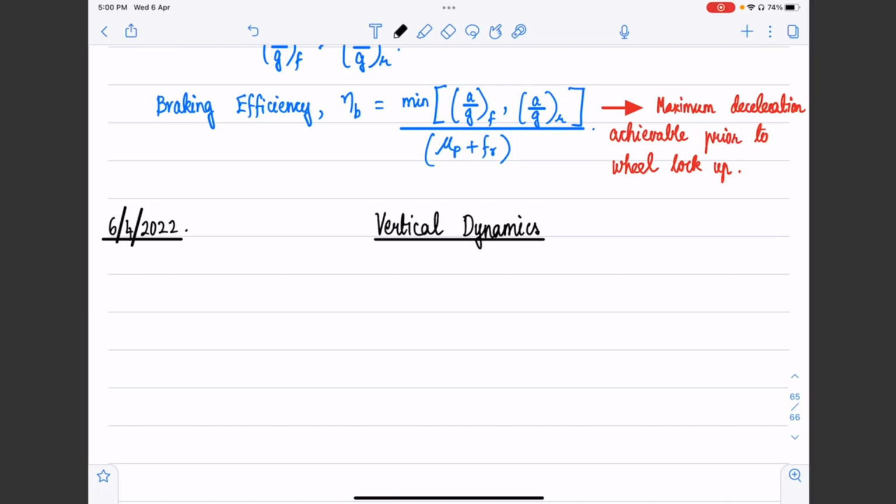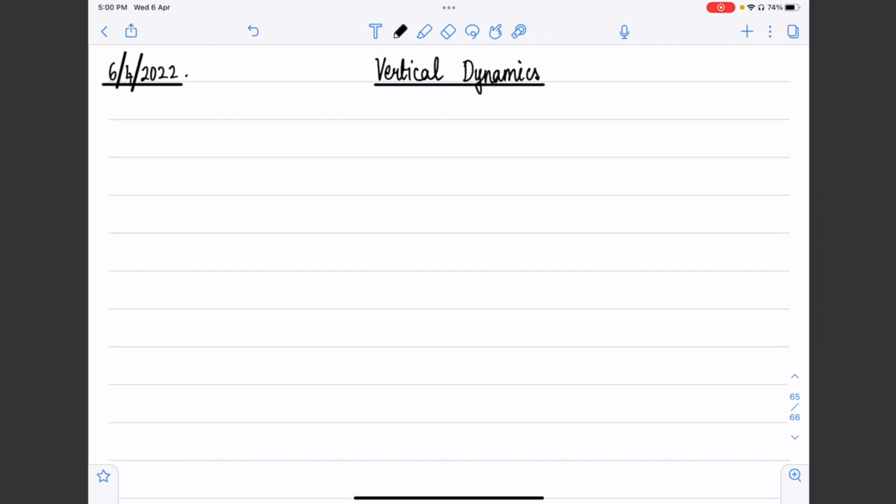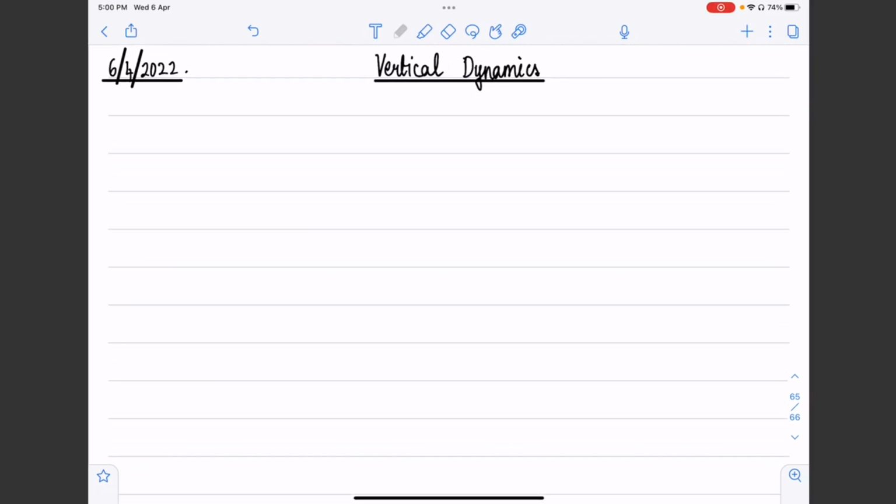From today's class, we will start looking at vertical dynamics. So here we will be looking at the response of the vehicle suspension system, right? And then various phenomena associated with the same. So let me briefly introduce what we are going to learn, and then we will also go further into related concepts.